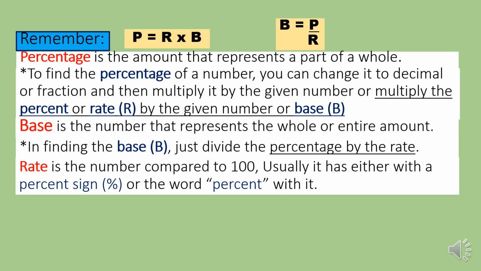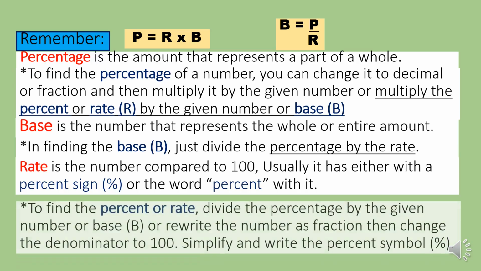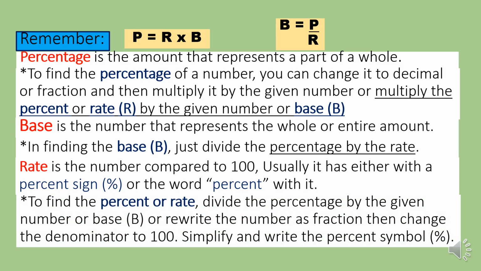Rate is the number compared to 100. Usually, it has either a percent sign or the word percent with it. To find the percent or rate, divide the percentage by the given number or base. Or rewrite the number as a fraction, then change the denominator to 100. Simplify and write the percent symbol, and that is rate equals percentage divided by base.